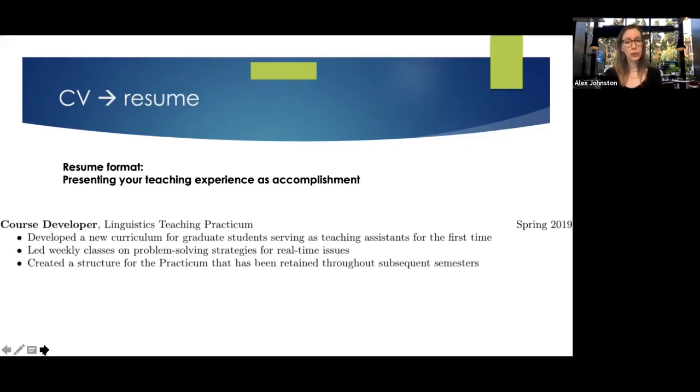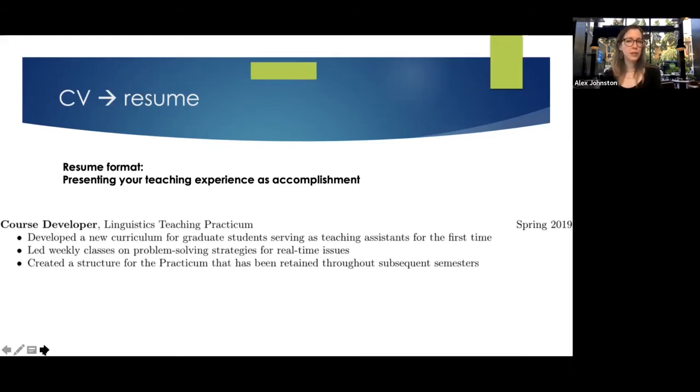Developed a new curriculum for graduate students serving as teaching assistants for the first time. Okay, so this is good here, starting with an action verb, saying what this person did. It also gets at training or onboarding. That's another way to talk about training new teaching assistants, training people new to a position. So this translates to onboarding experience and training experience.